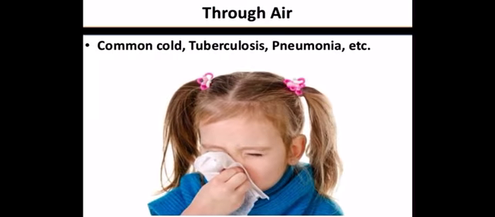So the first way through which these diseases can spread is through air. This occurs through the little droplets thrown out by an infected person who sneezes or coughs. Someone standing close by can breathe in these droplets, and the microbes get a chance to start a new infection. Examples of such diseases are common cold, pneumonia, tuberculosis, etc.